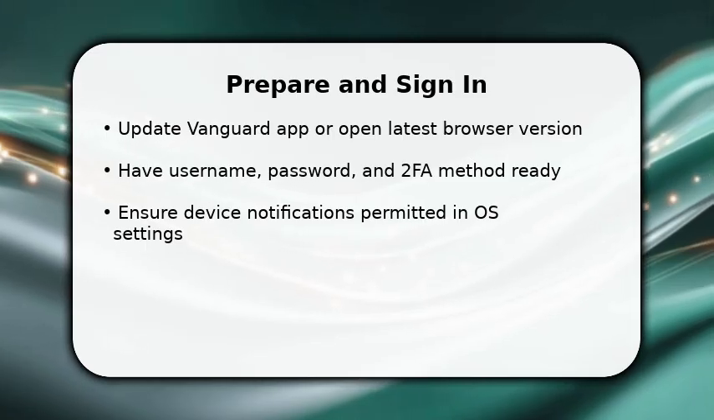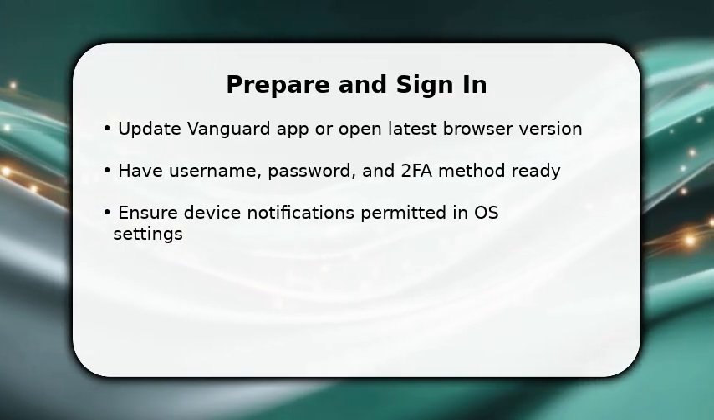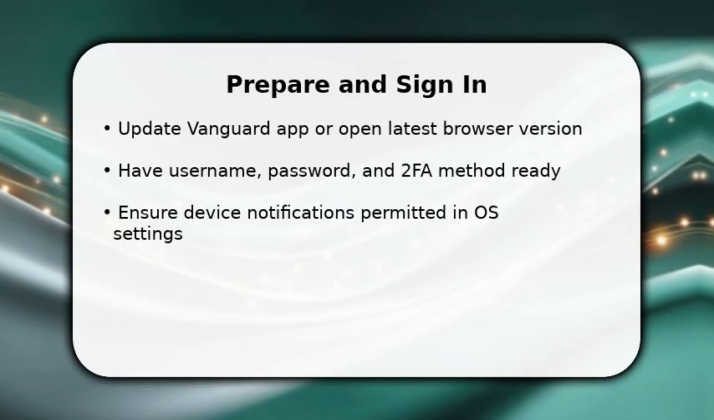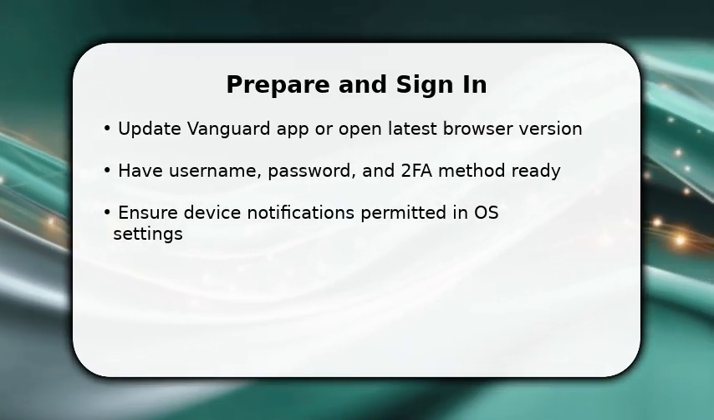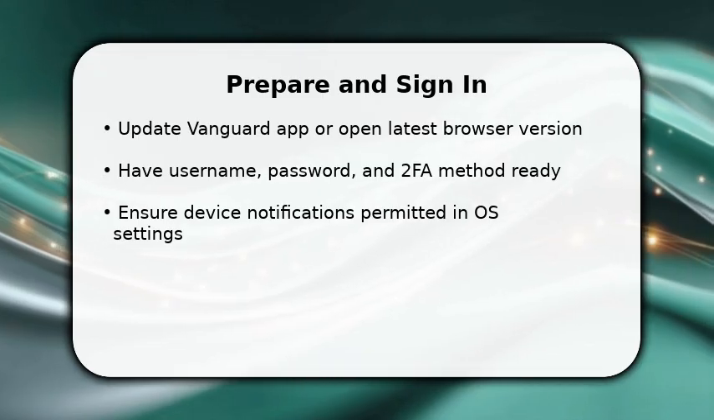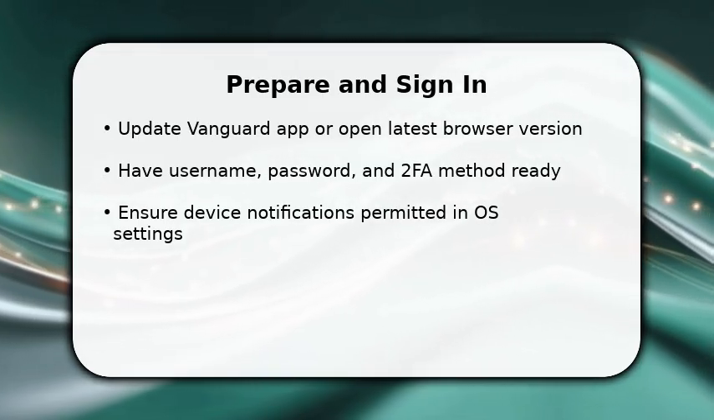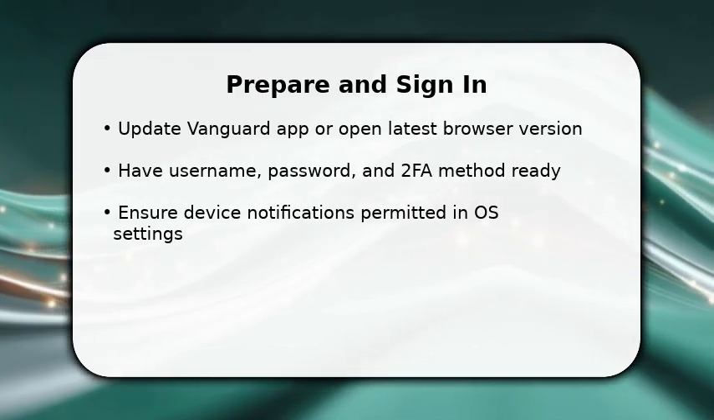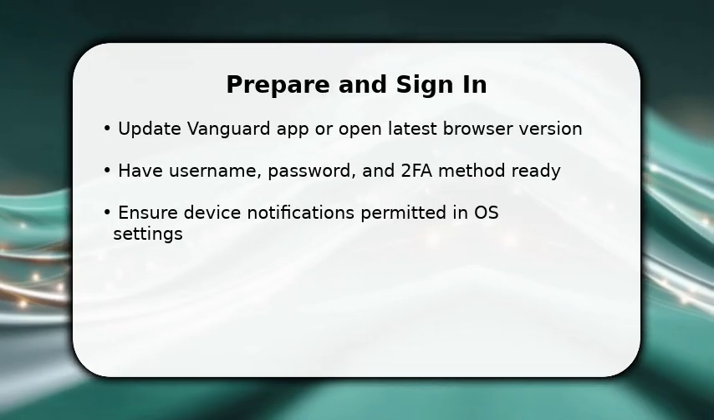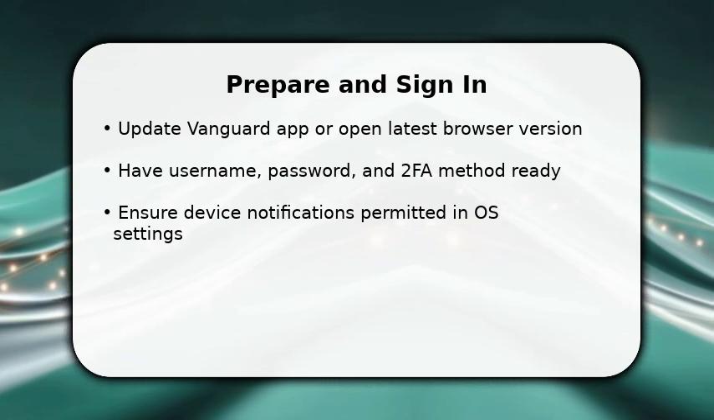You start by preparing your device and credentials. Make sure the Vanguard app is updated or you are using a modern browser. Once done, enable system notifications in iOS, Android, or Windows so alerts can arrive. Now sign in with your username and password, then complete two-factor authentication when prompted to confirm it is you. This ensures you can access account features and that the notification center will accept alerts tied to your verified account.